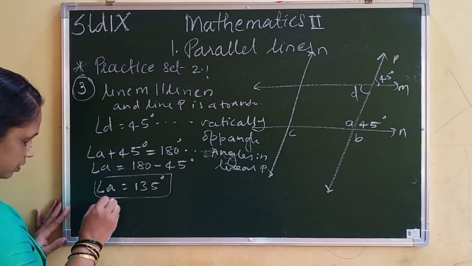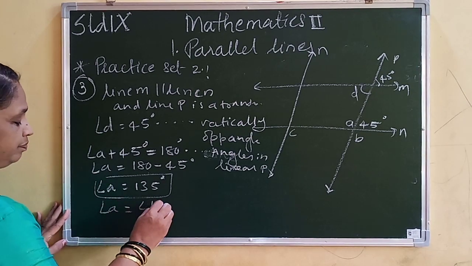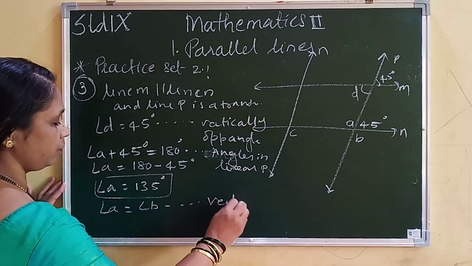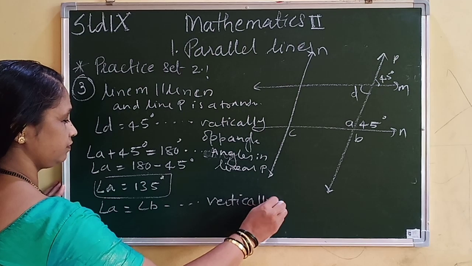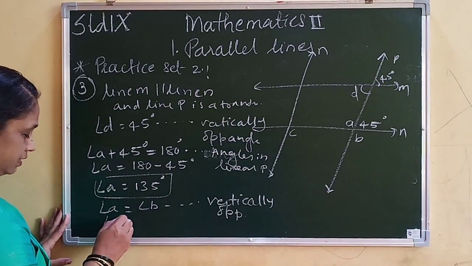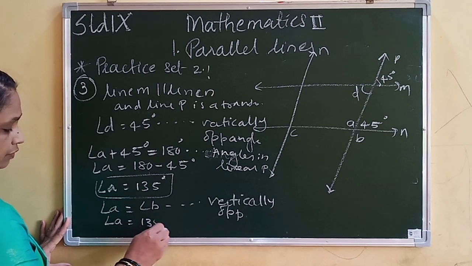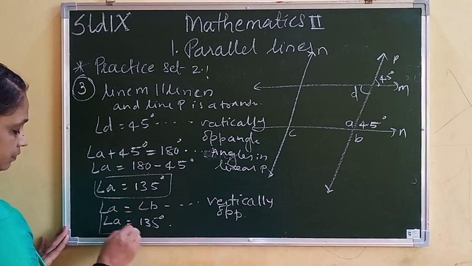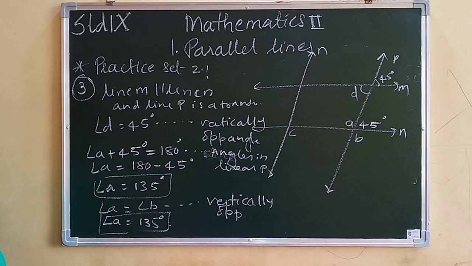Okay. Now your angle A is equal to angle B, vertically opposite angles. So angle B is equal to 135 degrees. Now next we have to see question number 4.